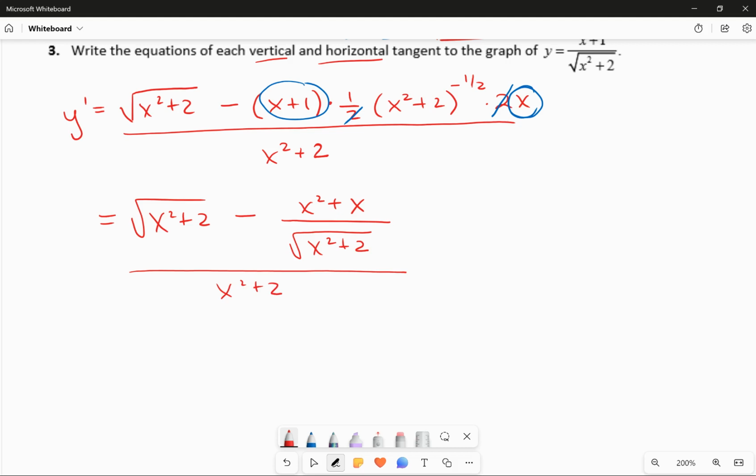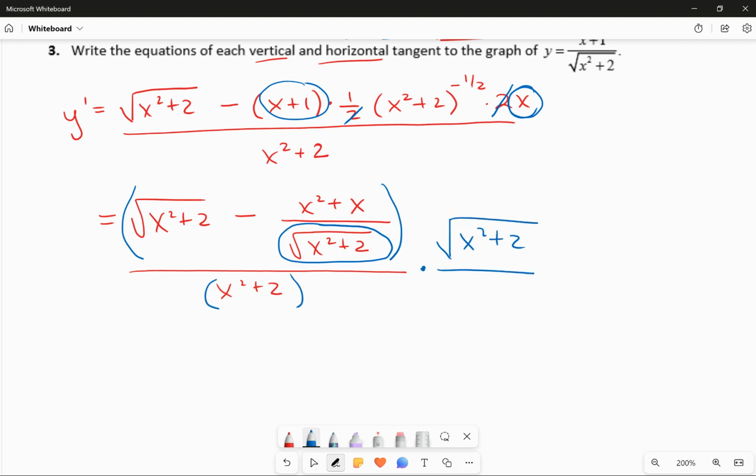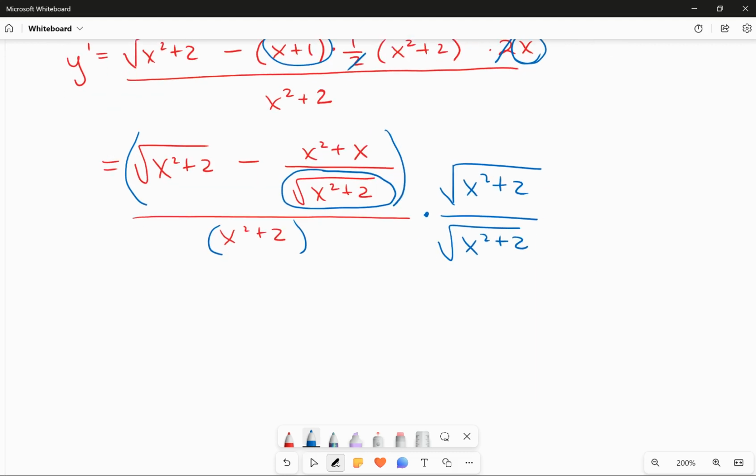Okay, so what we have here is a complex fraction. When you have a complex fraction, you want to multiply by your LCD of your small fractions. The only thing going on here is that square root of x squared plus 2. So I'm going to multiply the entire numerator by the square root of x squared plus 2, and my entire denominator by the square root of x squared plus 2. This is just our skills from algebra in dealing with the complex fraction.